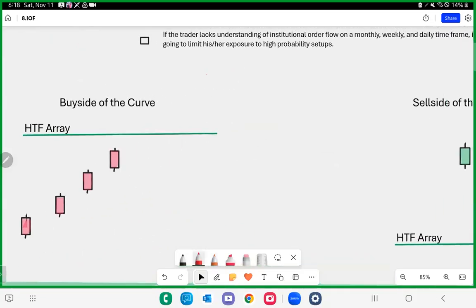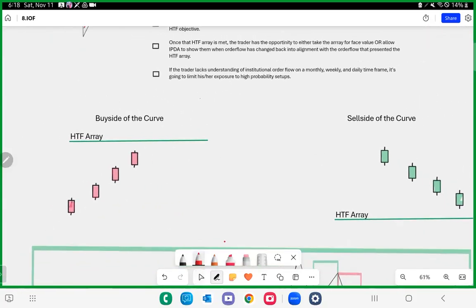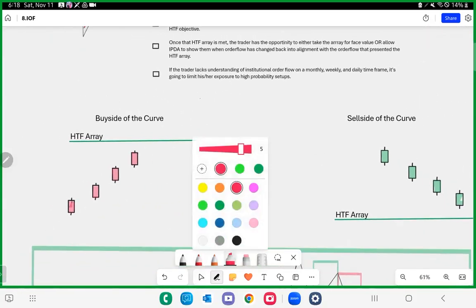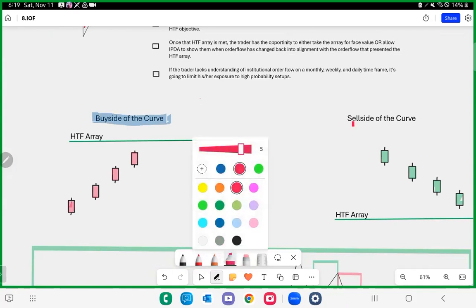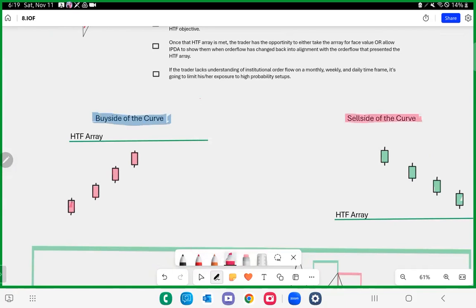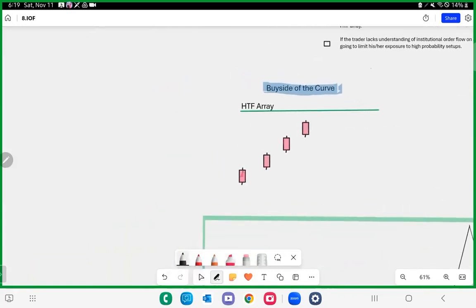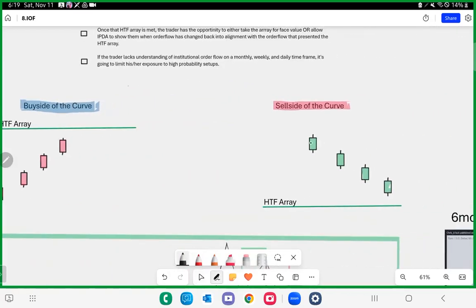One of the most profound understandings when it comes to institutional order flow is that there's only ever a buy side of the curve and a sell side of the curve, because this market is a compilation of buy and sell programs, always a form of redistribution or reaccumulation. When the market is on the buy side of a curve, down close candles will support price. When the market is on the sell side of a curve, up close candles or premium arrays will support price.